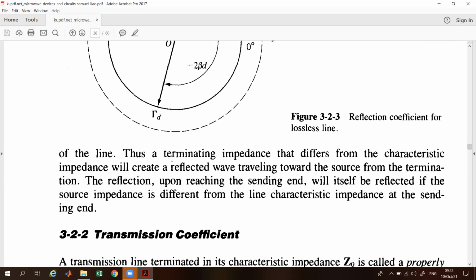So the terminating impedance, which is different from the characteristic impedance Z0, will create a reflected wave traveling towards the source from the termination. The reflection, upon reaching the sending end, will itself be reflected if the source impedance is different from the line characteristic impedance at the sending end.